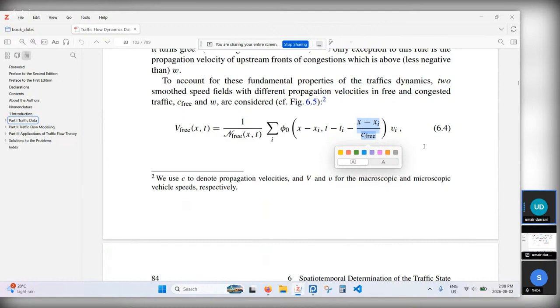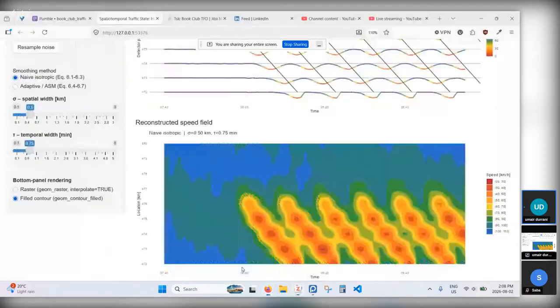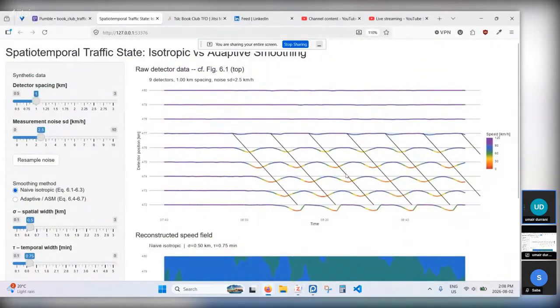And the propagation speed in the free flow does not go upstream, it goes downstream. And that is shown with this green diamond. So the direction here is this way from the bottom left to top right. And as you can see, the propagation of the traffic jam in congested conditions is the opposite way. It's perpendicular to the free condition, where we are going from top left to bottom right. And that is similar to what we see here, where we have these diagonal lines.